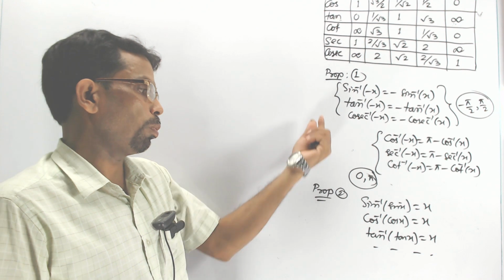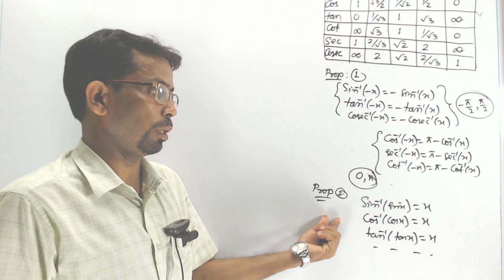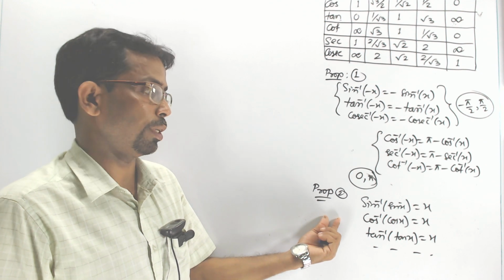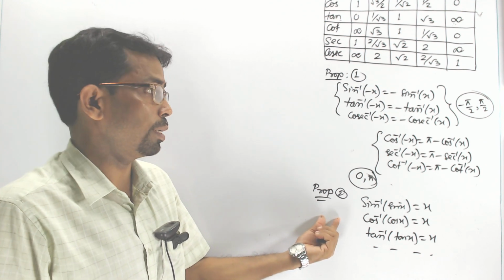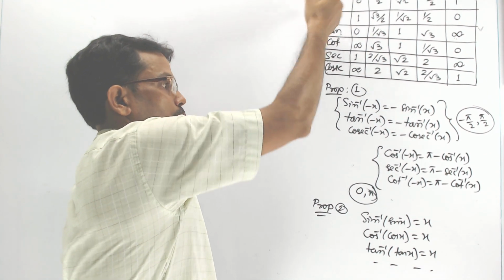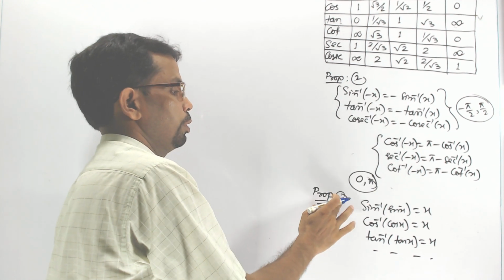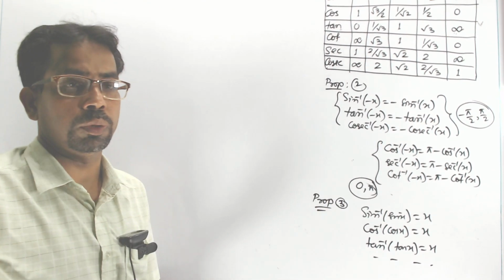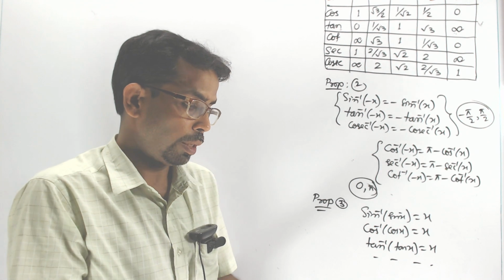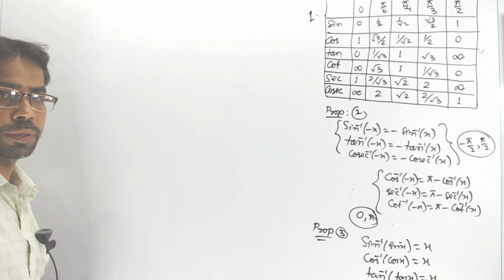So only these properties we must know to solve the principal values, which will cover the whole exercise 2.1, some from 2.2 and some from the miscellaneous exercise. So only these three you must know. This table, which is from class 10, this property you should know, and this property also you should know. Then any question on principal value we can easily solve. Now I am solving questions to find principal values.